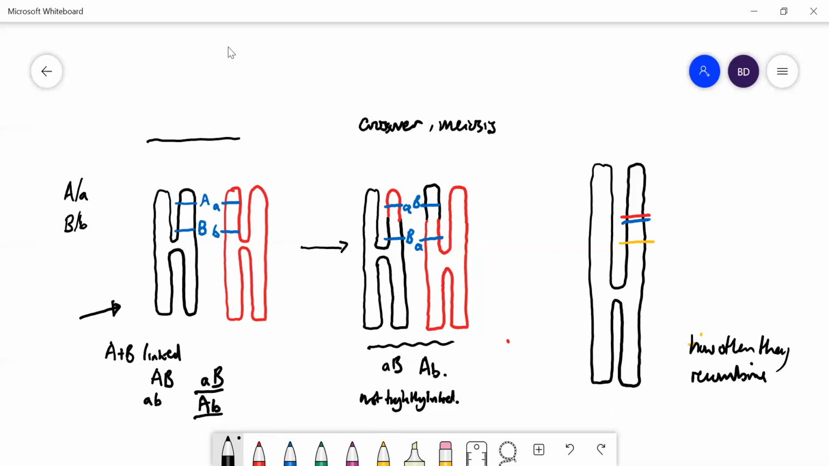Okay, so now the first job was to find out which chromosome the cystic fibrosis gene was on, and it appeared that it was actually chromosome 7.